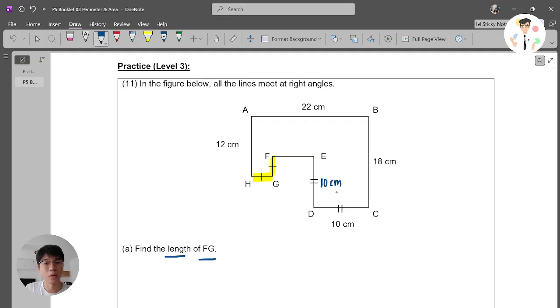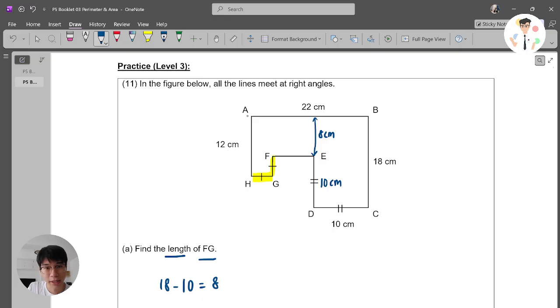So what can I know further by looking at this? Look at here. B to C is 18 cm. E to D is 10 cm. So what I can say is this part up to this part will be what? 18 minus 10 will be 8 cm. So here will be 8 cm. Correct.